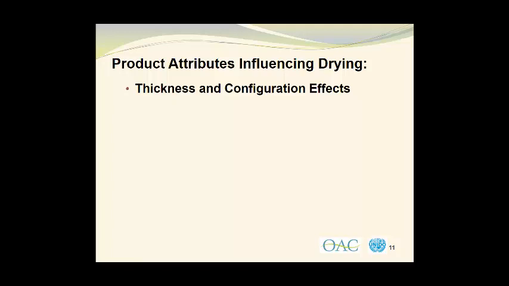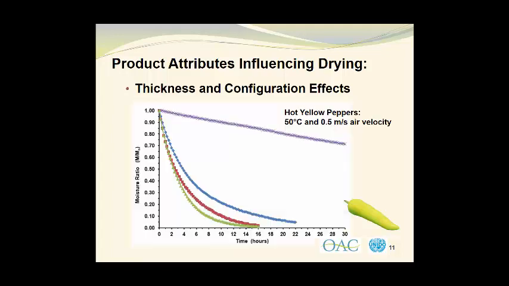Continuing with the thickness and configuration effects, let's take a look at hot yellow peppers being dried at 50 degrees Celsius with an air velocity of 0.5 meters per second. What we are going to do is look at the effects of how we configure the pepper in the dryer. Here we have whole peppers, and as you can see from the photograph, they tend to have a waxy surface which reduces the rate at which moisture is lost when they are placed in a dryer.